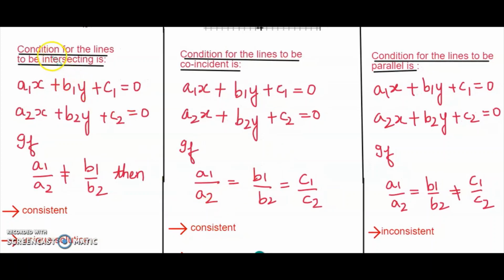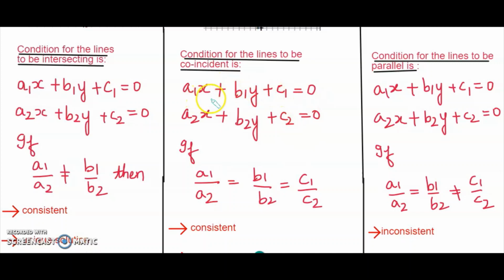So the first one is the condition for the lines to be intersecting lines. As you can see, I have taken the general form of equation: a1x plus b1y plus c1 equals 0, a2x plus b2y plus c2 equals 0. For intersecting lines, the ratio of the coefficients of x, a1 by a2, and the ratio of the coefficients of y, b1 by b2, should not be equal. Then they are said to be consistent and they have a unique solution.